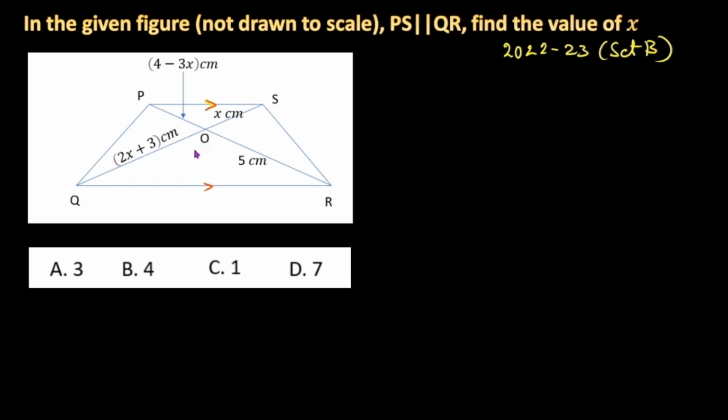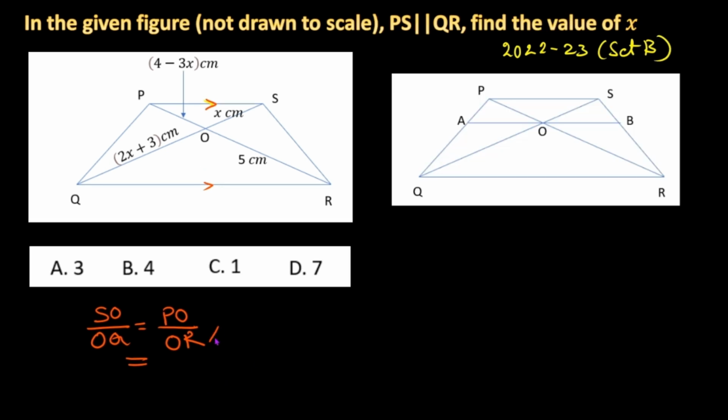These kinds of problems we can write directly like this: SO upon OQ equal to PO by OR. This can be derived in 2 minutes. Then by using this relation we will solve and find the X value here.